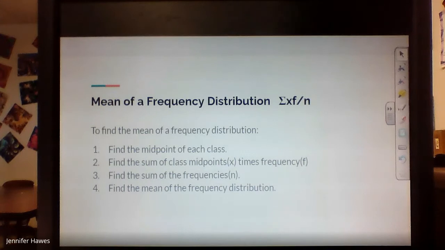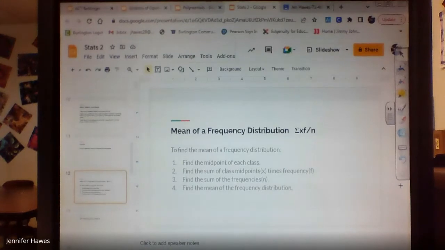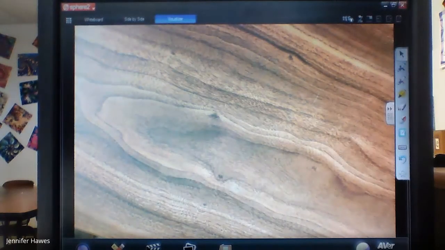Then it says find the sum. That's what that sigma x is. You take your midpoint times the frequency, how often it happens. So if that one happened 3 times, take it times 3. And then you add all those up. And then for your frequencies, if you had 30 tallies, you divide by 30. So it's finding the mean of that, based on how often it happened, like when you did your tallies.